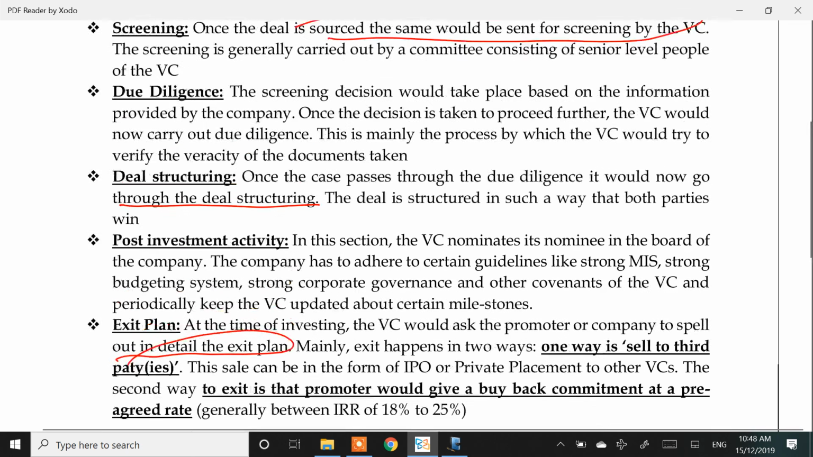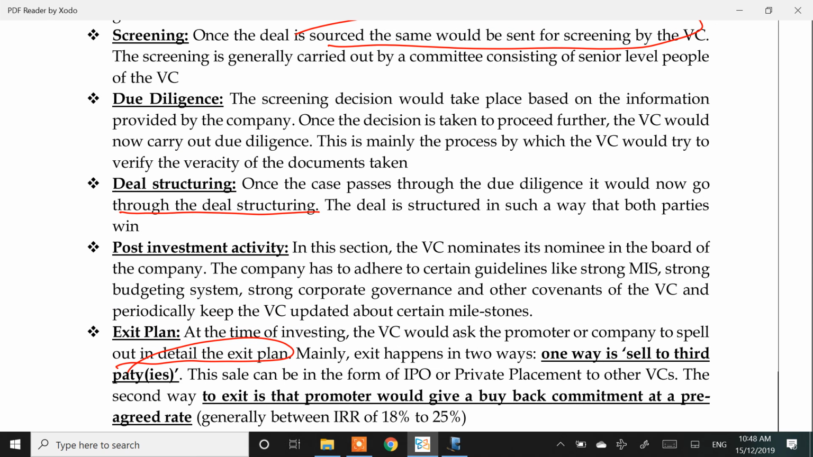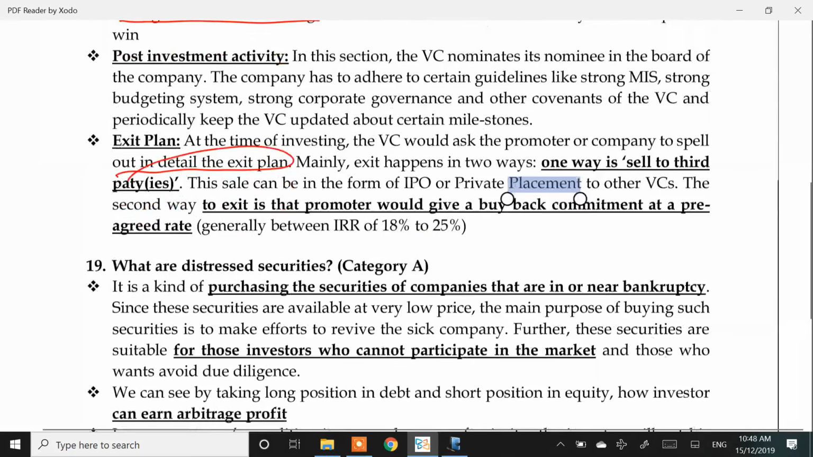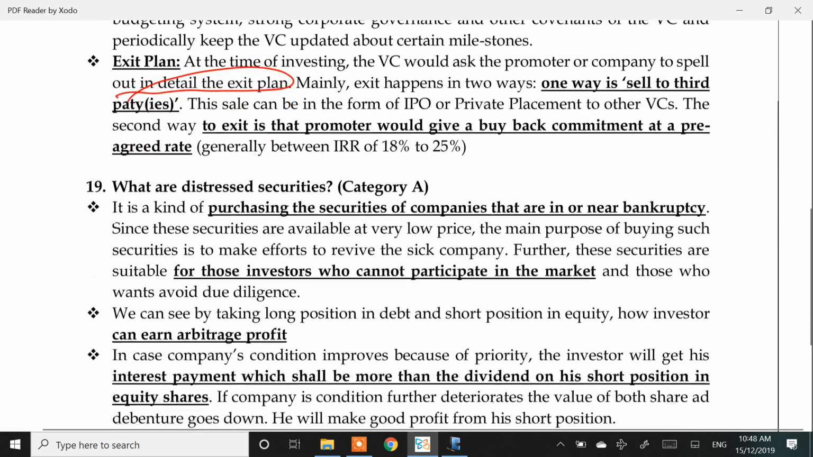What are distressed securities? Distressed securities means purchasing the securities of companies which are near bankruptcy. So why do I buy these securities? They will be available at a very low price, and I will try to revive the company. If I'm able to revive it, the performance can improve over a longer period, and I can generate very high returns.